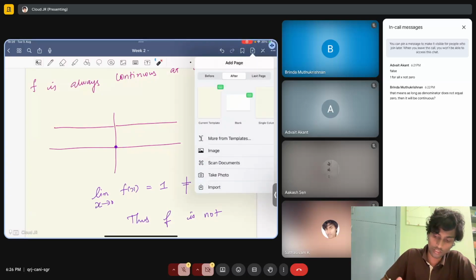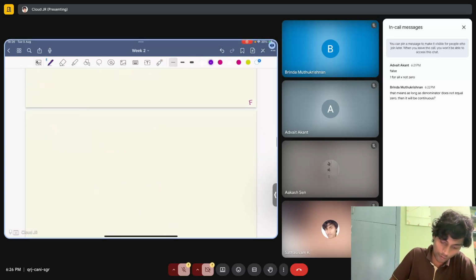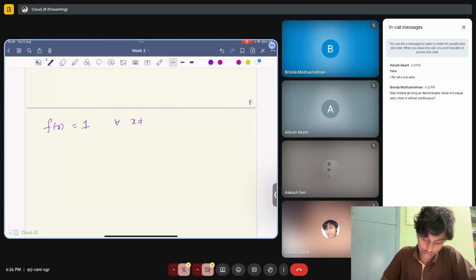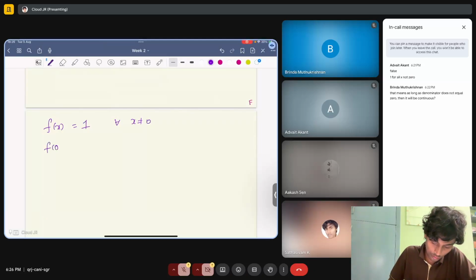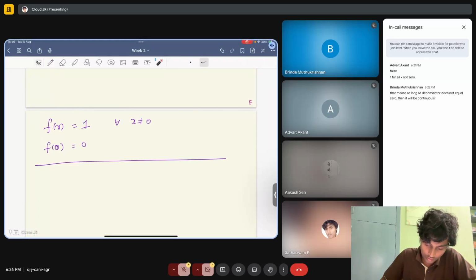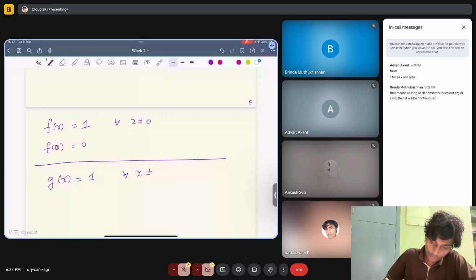Okay, how will you do that? So your function is f of x equal to 1 for all x not equal to 0, and f of 0 is equal to 0, right? So this is your function. But if I just change it at the point 0, then I can make this function continuous, right? How? For all x not equal to 0, define g of x as 1, and define it to be 1 at 0 also.